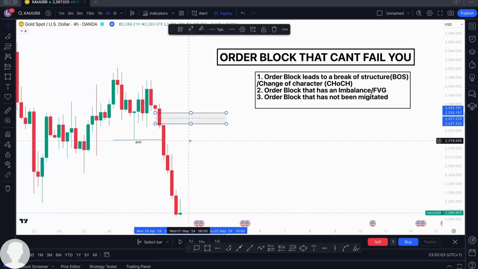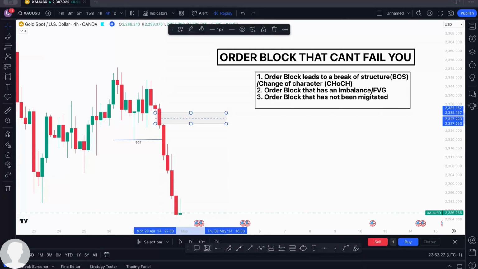Now we are looking for, I'll call it inefficiency, fair value gap, or I'll call it unhealthy price action. This is what we call healthy price action, when there is no imbalance in that zone. But unhealthy price action is when we see our fair value gap that the market is going to go and fill up. Now the third rule is the order block has not been mitigated.